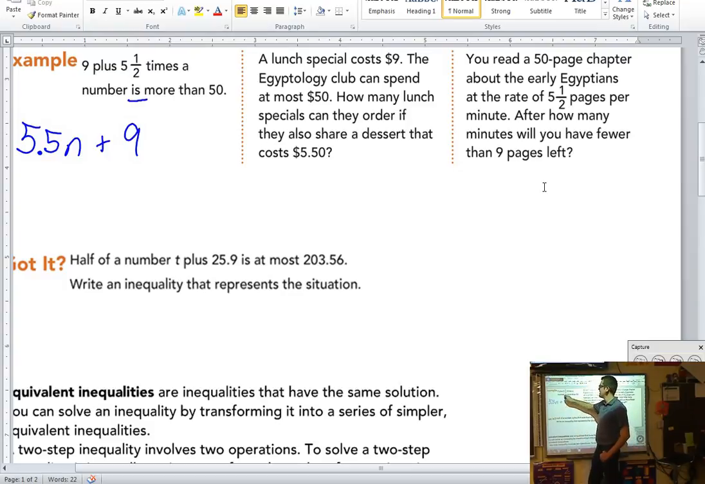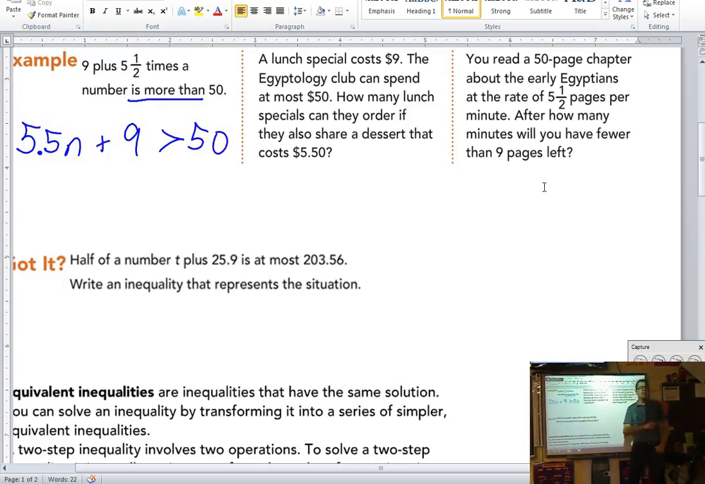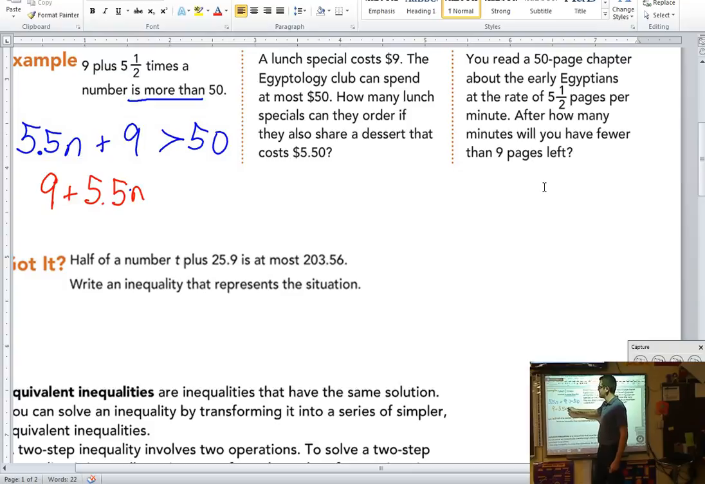Ooh, is more than. It's a greater than sign. Is more than 50. So remember, addition is commutative. You could have the 9 first here. So some of you guys might have 9 plus 5.5 times n is greater than 50. That's totally fine if you have that. Any questions?